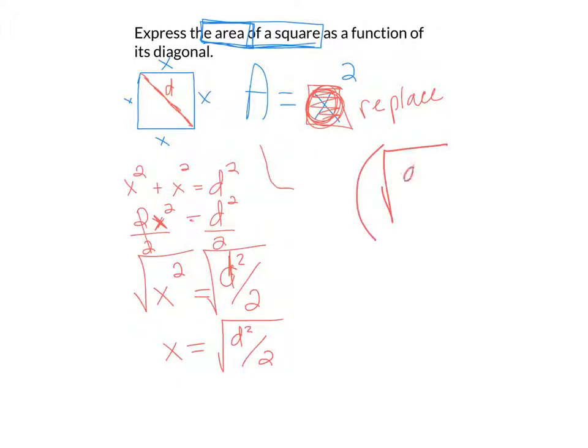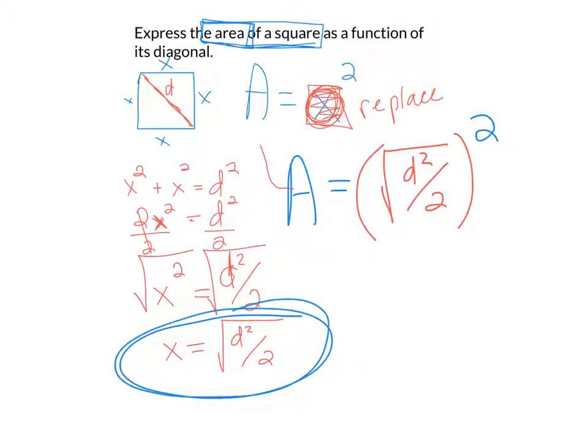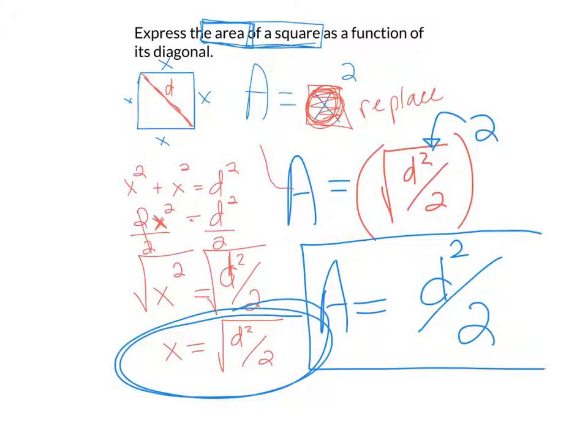Square root of d squared divided by 2, area equals that thing squared. So I replaced x with what it equals in terms of the diagonal. And now I'm going to finish out my equation. So I'm going to square the radical, and when I square a radical, what happens? Nothing much. It goes away. So I get that the area of my square can be found by squaring the diagonal and dividing by 2. Oh, that's what I wrote the first time.